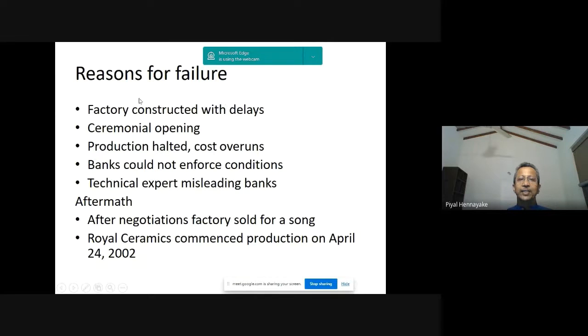So the factory was constructed with delays. We had a ceremonial opening. Production halted after, I think, maybe a couple of days. Cost overruns, banks could not enforce conditions. Technical expert, that's a Sri Lankan, misleading banks. And aftermath, after negotiations, factory sold for a song. Royal Ceramics commenced production on April 24, 2002.